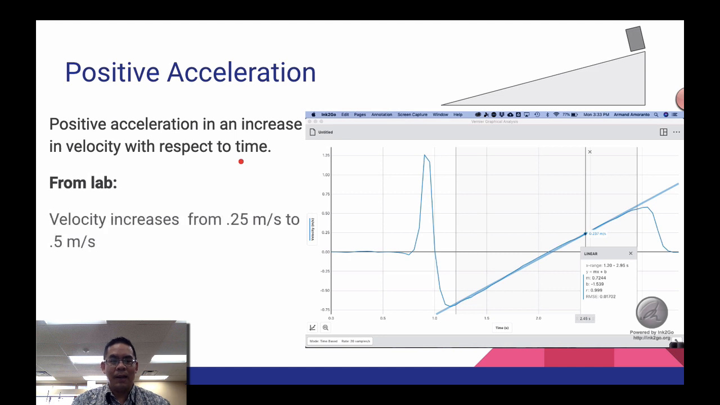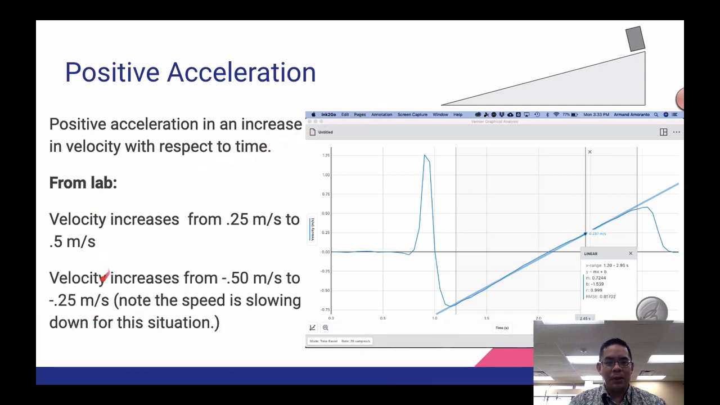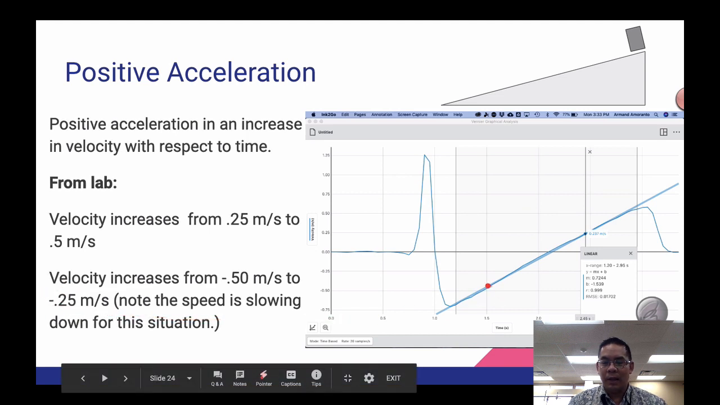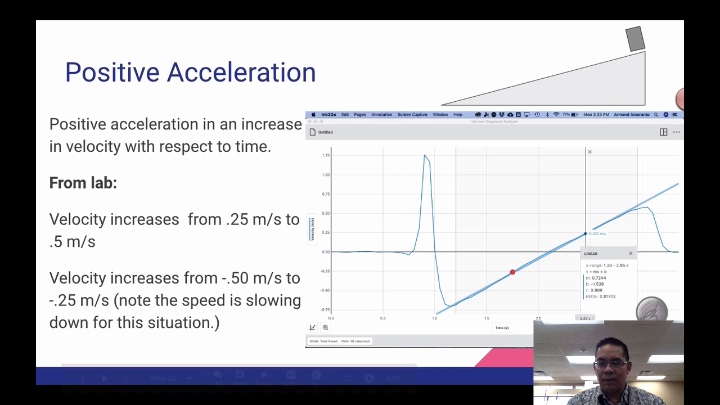And so from the lab, you can see from this data, we got 0.25 over here, changing to 0.5 over here, which means the velocity is increasing. Okay, so that's this segment. And this is when it's actually going down the ramp and speeding up. Another situation we can look at is it increases from a negative 0.5 to a negative 0.25. So a negative 0.5 is down here, and it increases to negative 0.25 here.